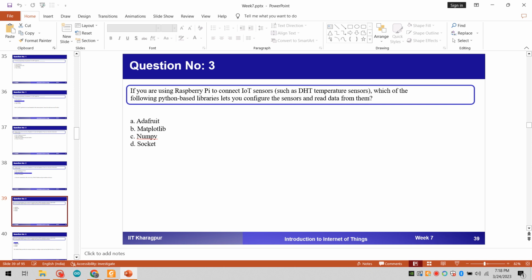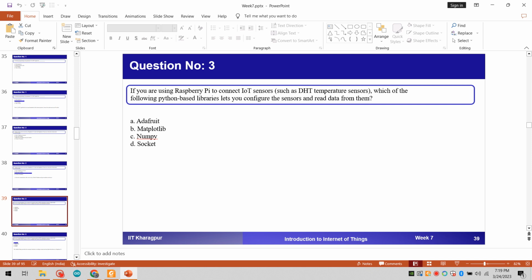The question is, you have to read the data from your sensors to your Raspberry Pi. So basically you should know the functionality of each of these libraries. First one is Adafruit, second is Matplotlib, third is NumPy, fourth is Socket. Adafruit is used for your DHT sensors, in order to read the data from your sensor to your Raspberry Pi. So this can be an answer, because here a particular sensor is not given, it's just an example.